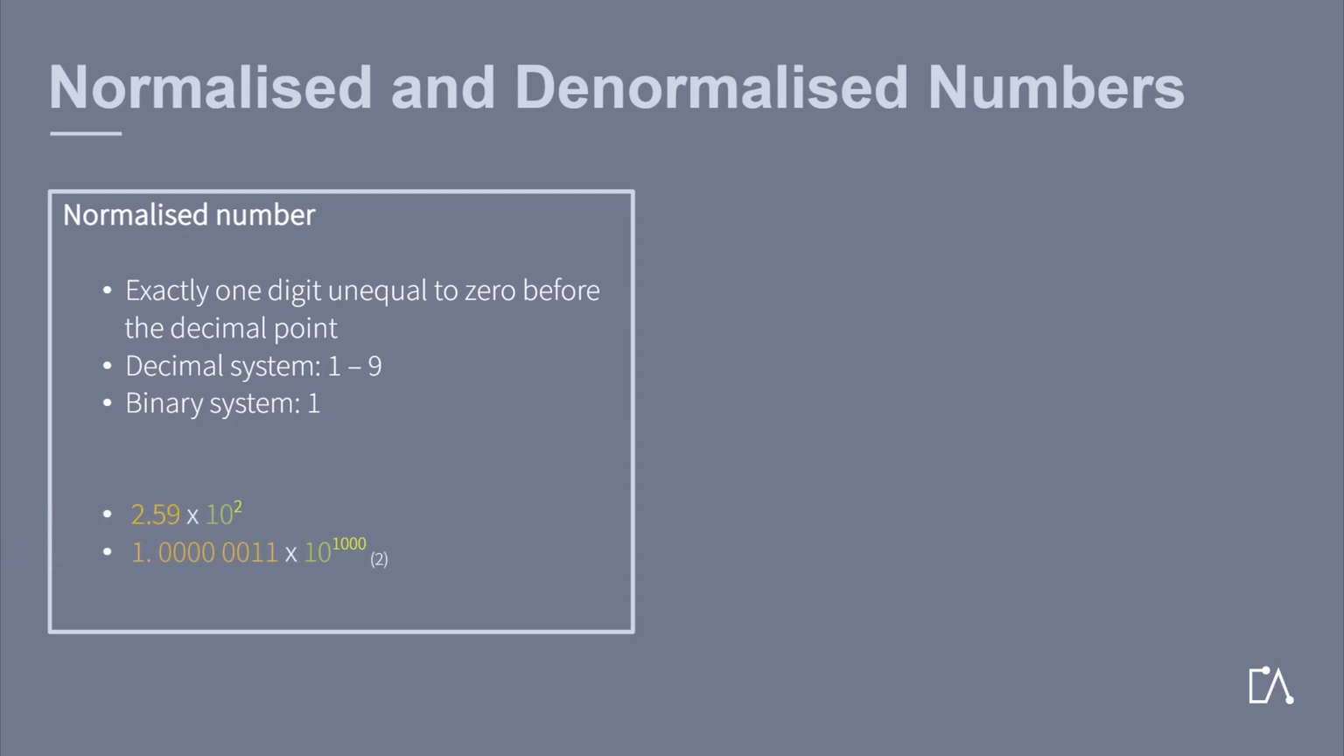Here you can see two examples of normalized numbers. Both times it concerns the number 259. However, once in the decimal system and once in the binary system.